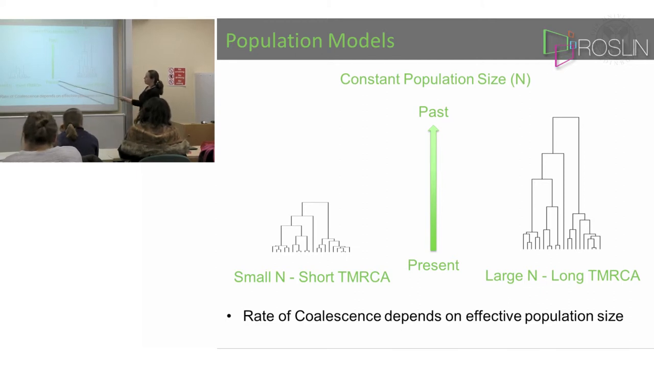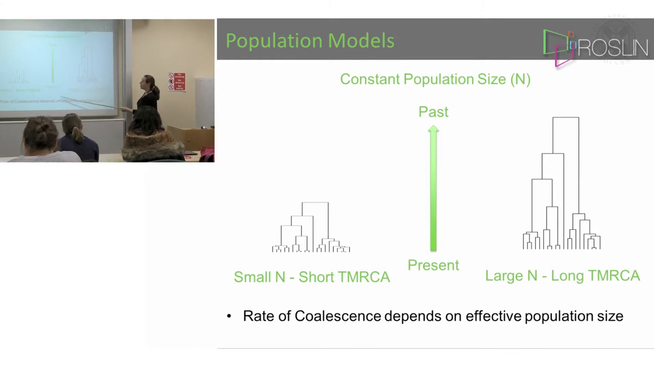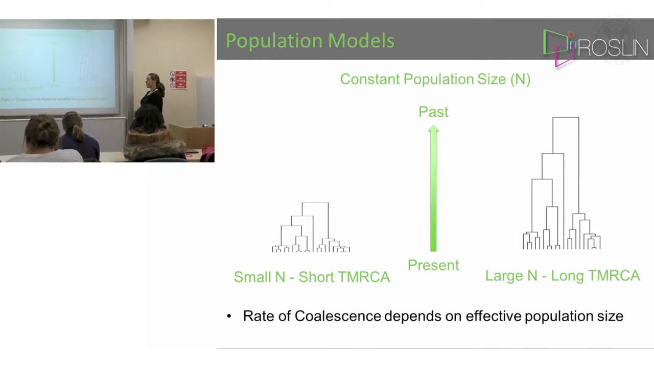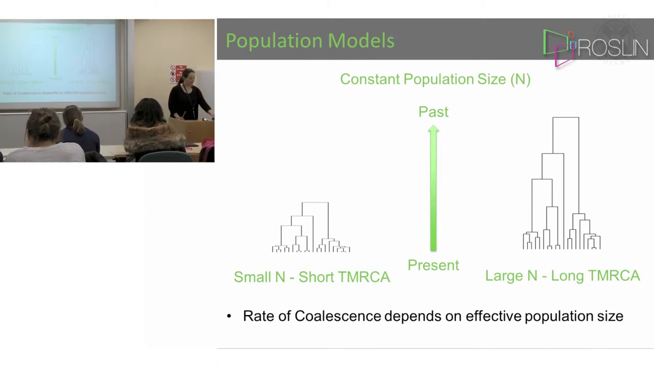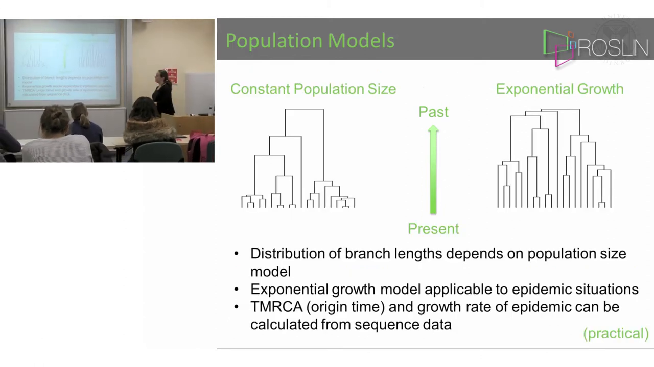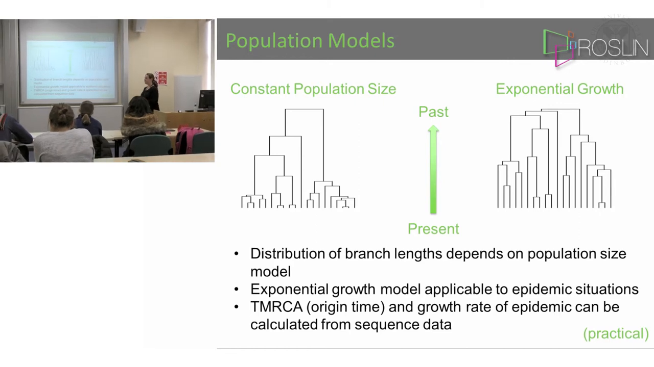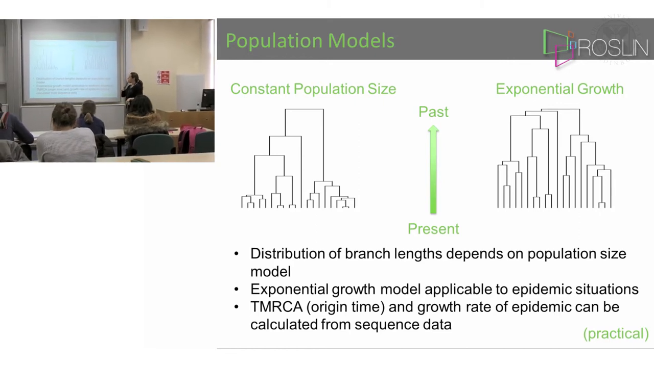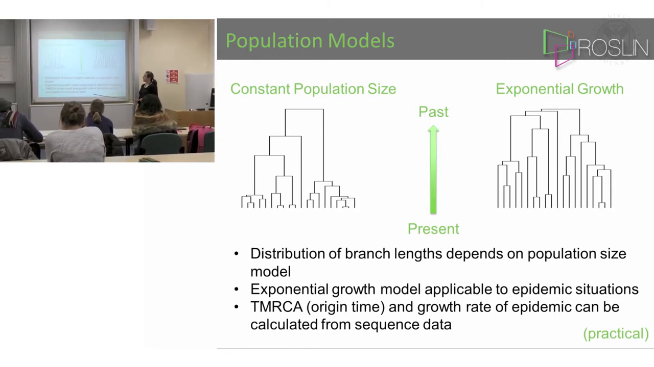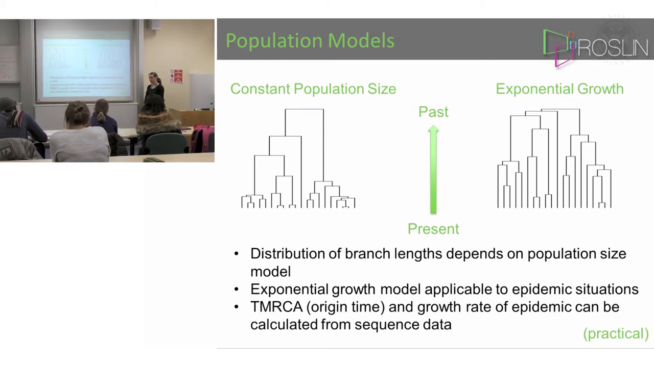So, just looking at these trees here, what you're looking at is how often the branches come off. You can see the rate of coalescence depends on the effective population size. Now, this is why it's important. In fact, the distribution of the branch lengths depends on the population size.